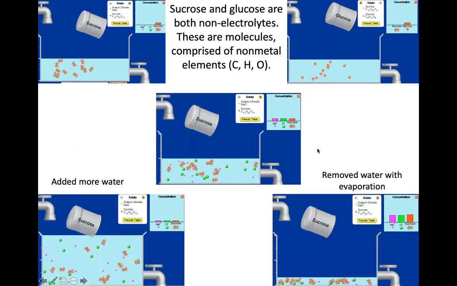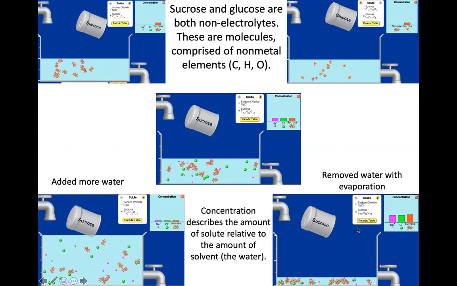Now, I manipulated that a little bit. In one case, I added a lot more water to the container. And in the other case, I had the water evaporate off. In both of those, I kept the sucrose the same amount in there. All I did was change the amount of water. And as I look at that, it looks like the concentration changed. When I added more water, the concentration went down. And when I removed the water through evaporation, the concentration went up. So that gives us a clue what the concentration is telling us.